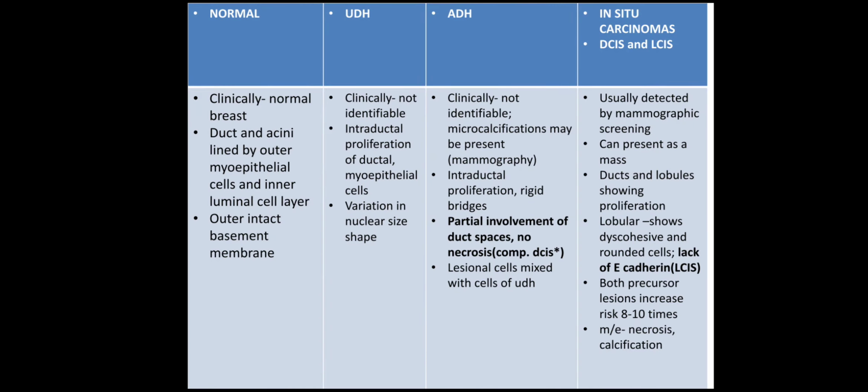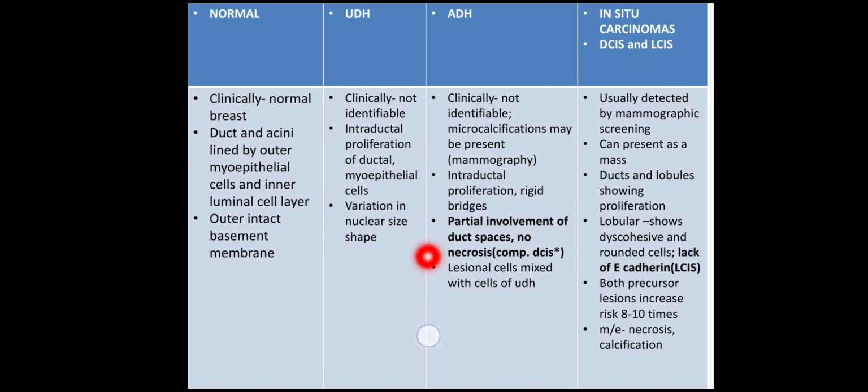There are a few differentiating points. Normal breast has ducts and acini lined by outer myoepithelial cells and inner luminal cell layer, while in UDH there is proliferation of ductal and myoepithelial cell layers. In ADH both these cells are present, but the myoepithelial cell layer may be diminished. Similarly in in situ carcinomas, the myoepithelial cell layer will still be present, though it may be diminished. The basement membrane will be intact in all these four lesions, UDH, ADH, LCIS and DCIS.